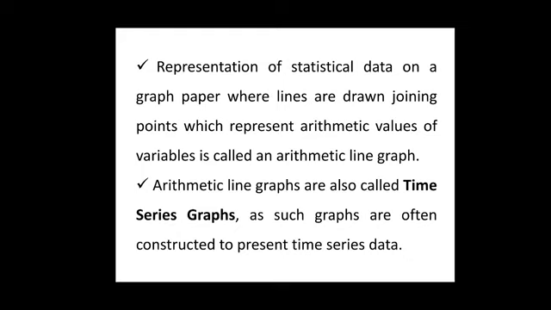Students, representation of statistical data on a graph paper where lines are drawn joining points which represent arithmetic values of variables is called an arithmetic line graph. Thus, we can say that a graph showing arithmetic values of a variable on a graph paper is called an arithmetic line graph. Such type of graphs show the relationship between two or more than two variables.